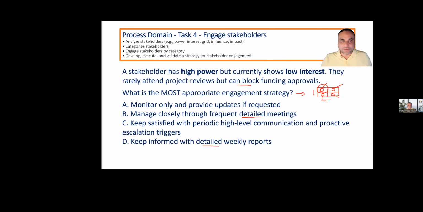So I have seen some answers D, but this will never be the correct answer because it clearly shows what is going on. High power, high and low interest people, they don't go for the detailed meeting. Very good. Let's go next.